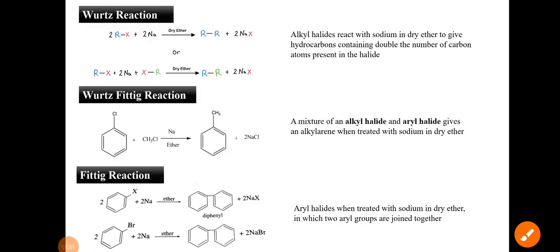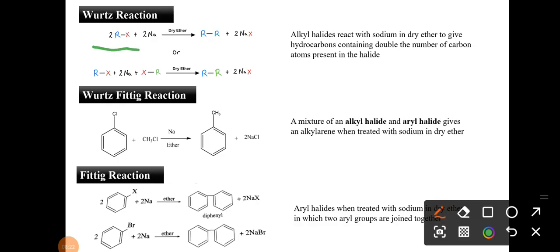Okay. So now we are moving towards the name reactions. The first one is the Wurtz reaction. What is the Wurtz reaction? Alkyl halides react with sodium in dry ether to give a hydrocarbon containing double the number of carbons. That sentence is very very important: double the number of carbon atoms present in the halide. Whatever halide you are using, the product always contains double the number of carbons. Here you can see 2RX, the alkyl halide you are using, but in the product 2R is there, meaning the number of carbons in the product is double.